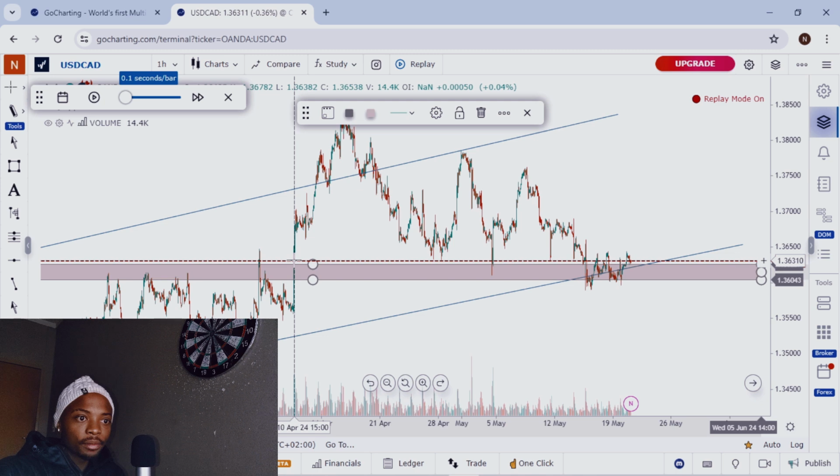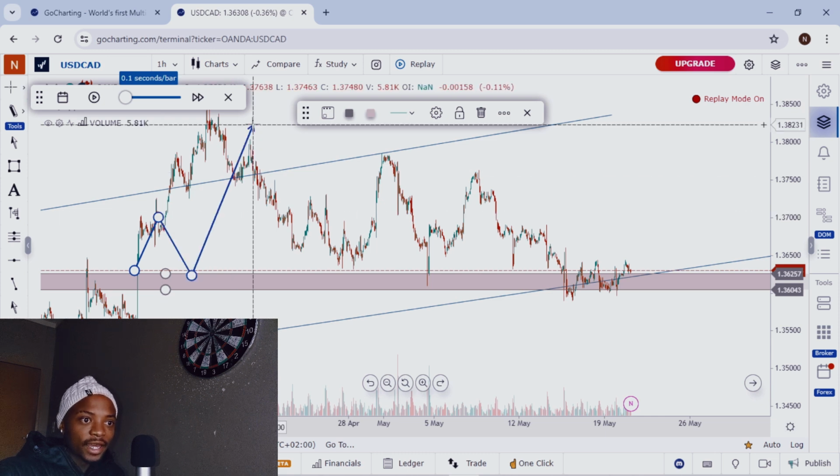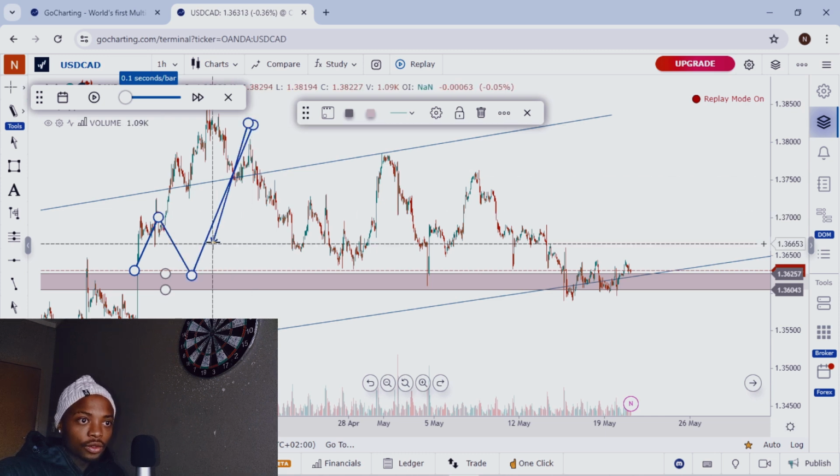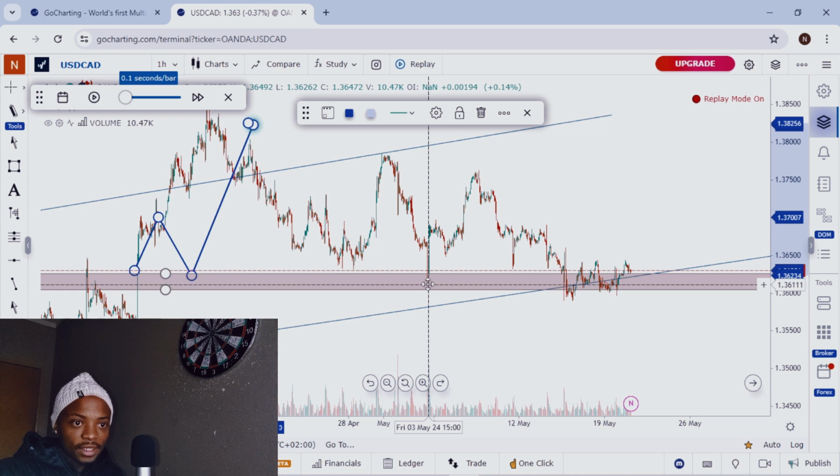So just to confirm, usually what you want to do is wait for price to come down here, retest, and then that's when you can enter your trade somewhere around about here, right? But then price did not do that this time. In fact, it just shot straight up and took its time to get down here. So eventually we can see that price came down here.